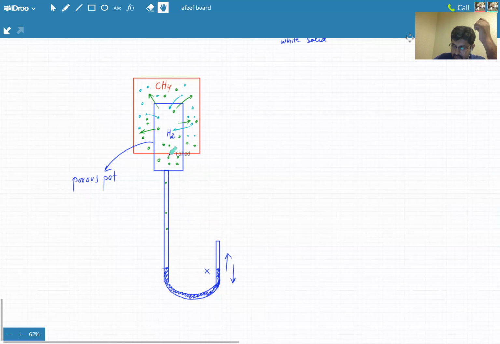So these particles are kind of moving out. If there are lesser particles over here, what would happen to the pressure in the tube? The pressure would obviously decrease. So there's no one pushing down the liquid, right? So the liquid would start to rise.